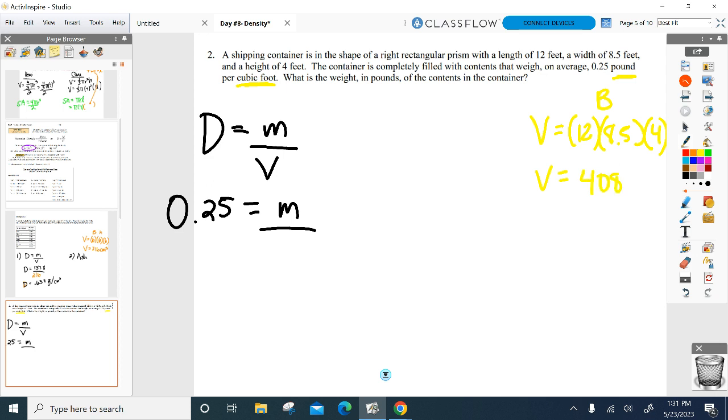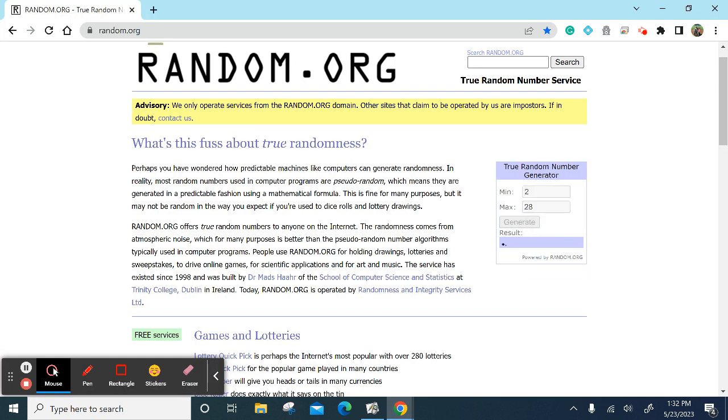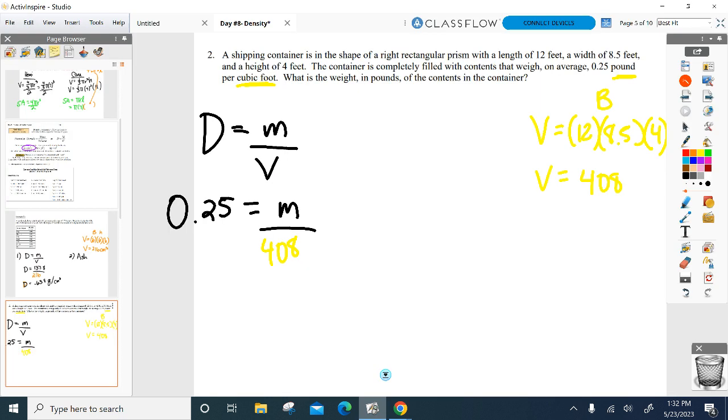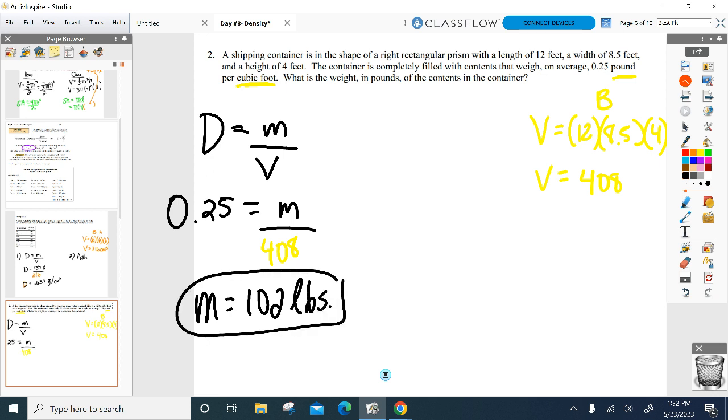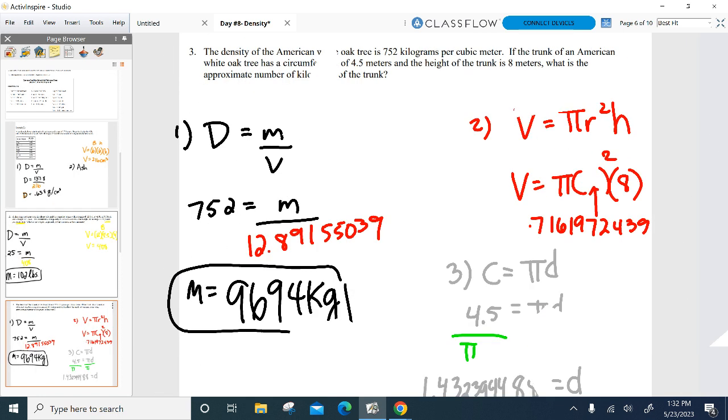I plug it in, and we're okay solving this at this point. Cross multiply, or multiply both sides by 408. What's the mass of this container? 17? 102. Yep. Pounds, LBs, as we say in the streets. All good? Not too bad. Keep trucking.